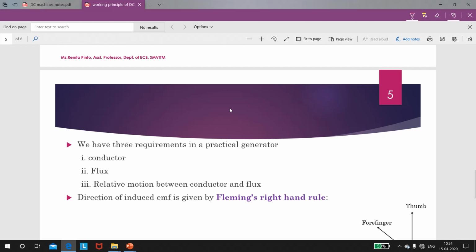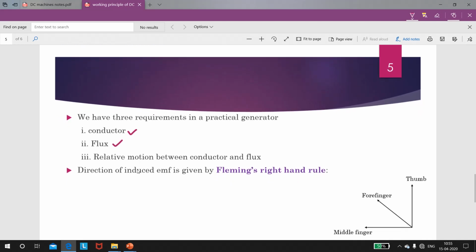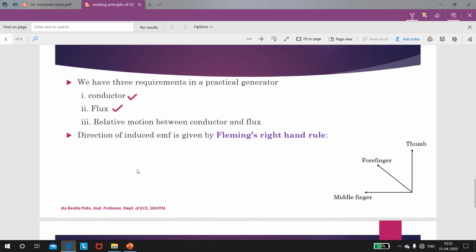Now, in a practical generator, we have three different requirements. One is the conductor, then you have the flux, and the relative motion between the conductor and the flux. I have already told you, only when there is a relative motion between the conductor and the flux, there will be EMF induced. Now, in the generator, conductors are rotated to cut the flux.